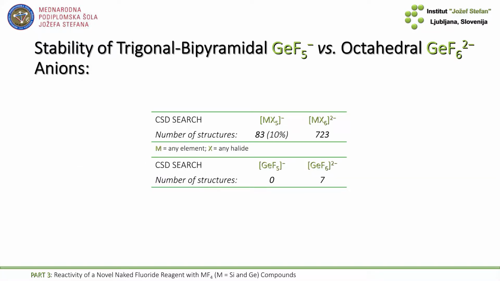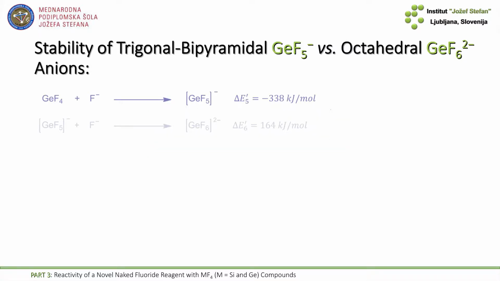And if we take a look at the crystal structures, we can see that metal halides tend to form hexahalidometallate anions, and pentahalidometallate anions represent only roughly 10% of all the structures. And we were wondering why. And in the literature you can find and perform calculations.